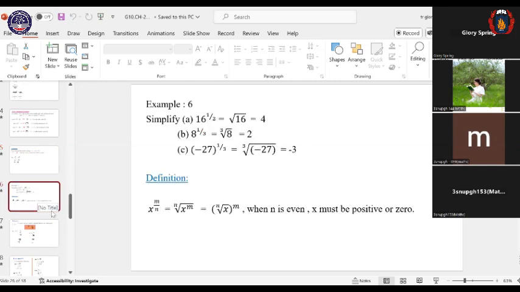Now let's look at some examples. 16 power 1 by 2 is the square root of 16. Now, 8 power 1 by 3 is the cube root of 8.